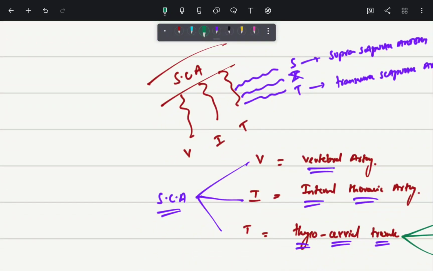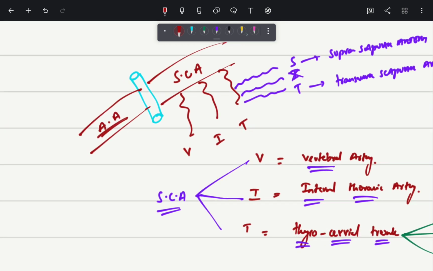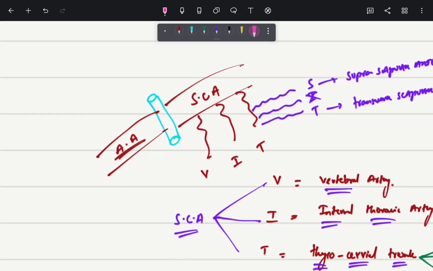Now from the subclavian artery eventually we will have the axillary artery. From the axillary artery we are going to have one of the branches, which is your subscapular artery.